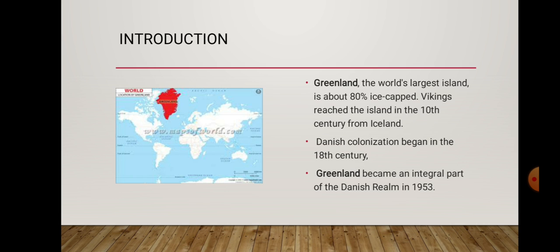If you take Greenland, about 80 percent of Greenland is covered by ice, and it remains snow throughout the year. Since it is only 650 kilometers away from the North Pole, the whole of Greenland remains covered with thick layers of ice, and that is called an ice cap.